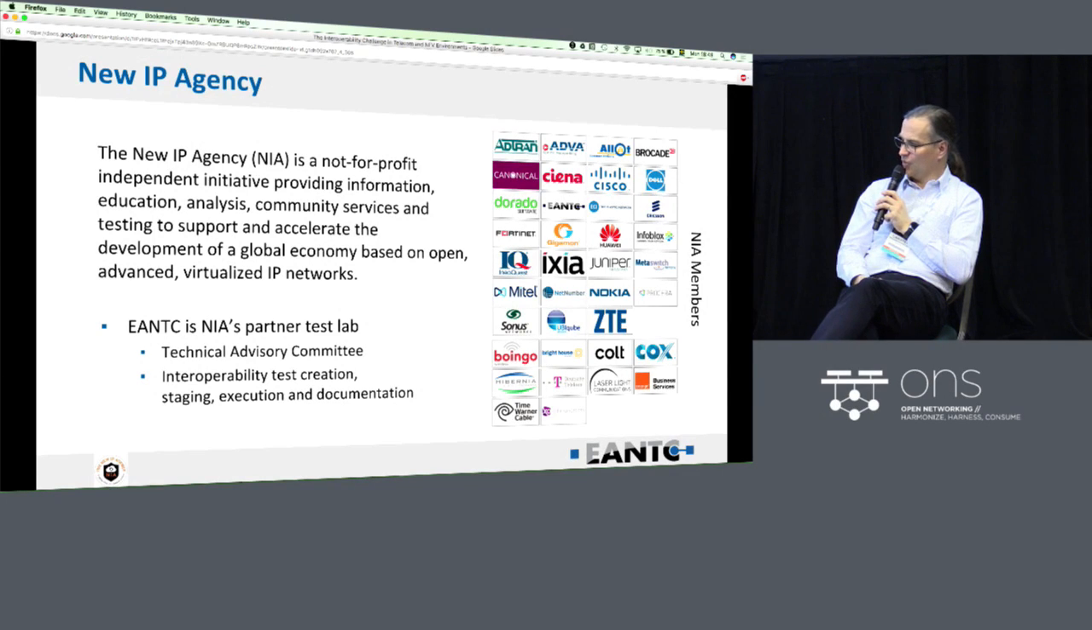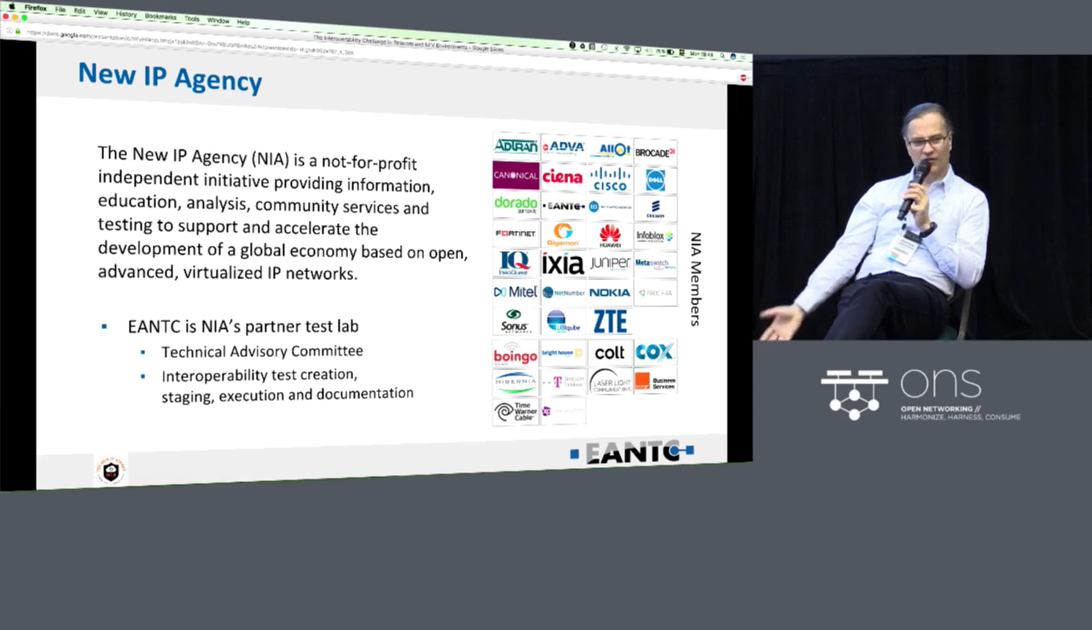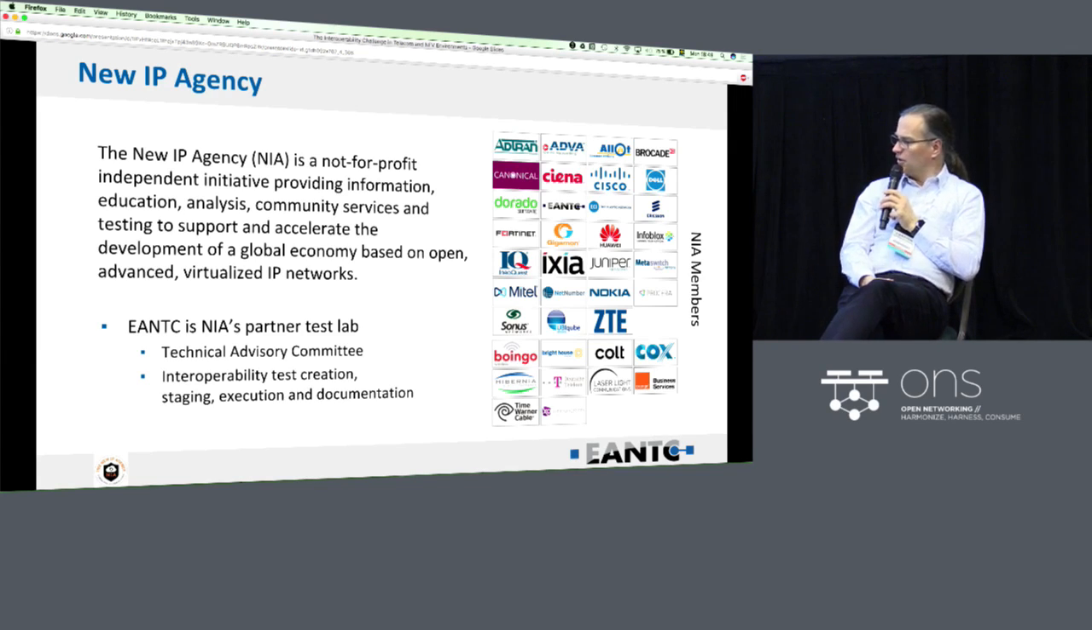So we talked about open source testing initiatives. Another testing initiative that verifies commercial implementations is the new IP agency. We are the test lab that currently works for the new IP agency. I don't plan to be the only test lab working for the new IP agency, but for now we're piloting the program. This is a not-for-profit industry association, like many industry forums out there, and its primary focus areas and goals are to educate the industry and to do industry-wide testing. We accept anybody from whichever camp or open source group they're coming from, and we test the commercialized implementations.